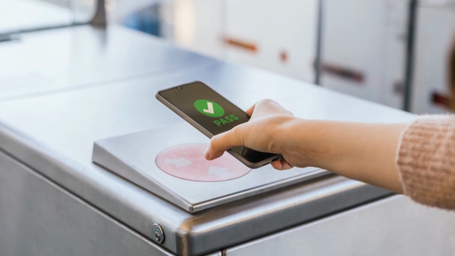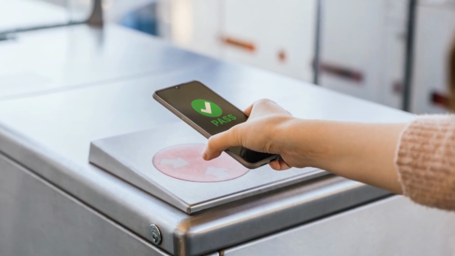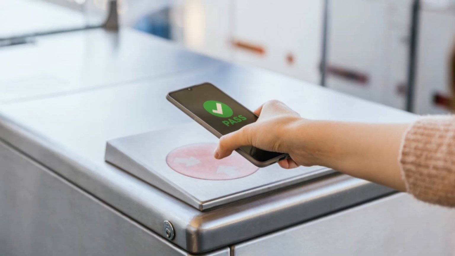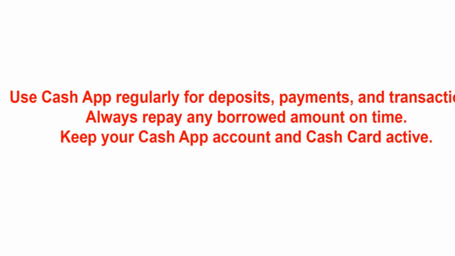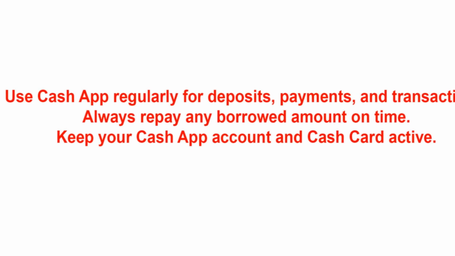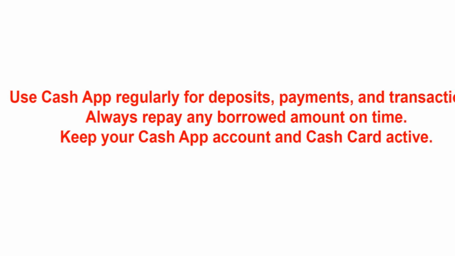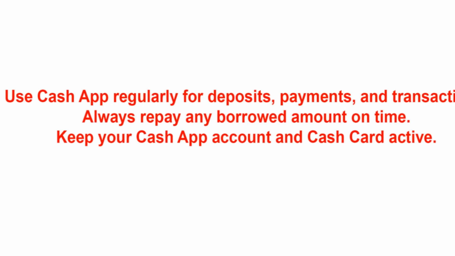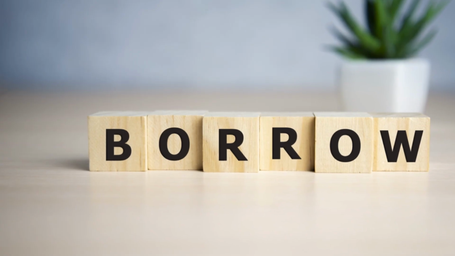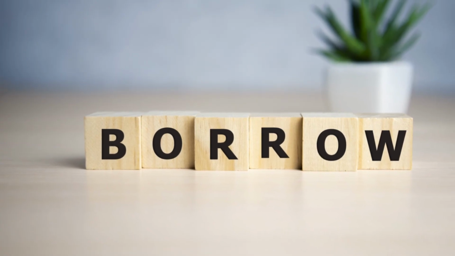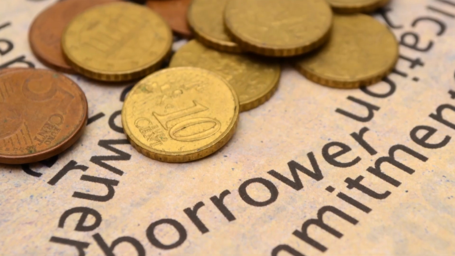Now, some of you might be wondering, what if the borrow limit of $200 isn't available to me yet? Don't worry. Here are some tips to increase your chances. Use Cash App regularly for deposits, payments, and transactions. Always repay any borrowed amount on time. Keep your Cash App account and Cash Card active. So that's how you can borrow $200 from Cash App. It's a quick and convenient way to get emergency funds.